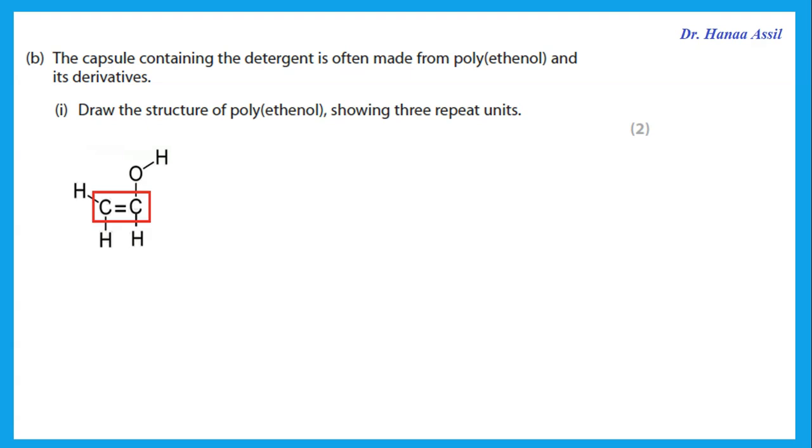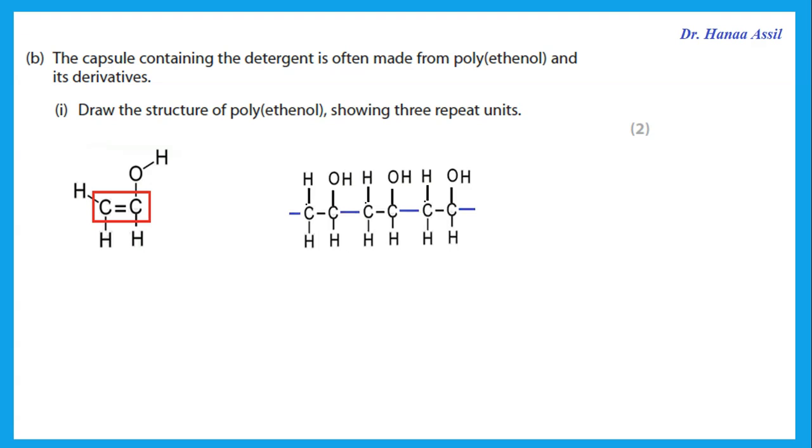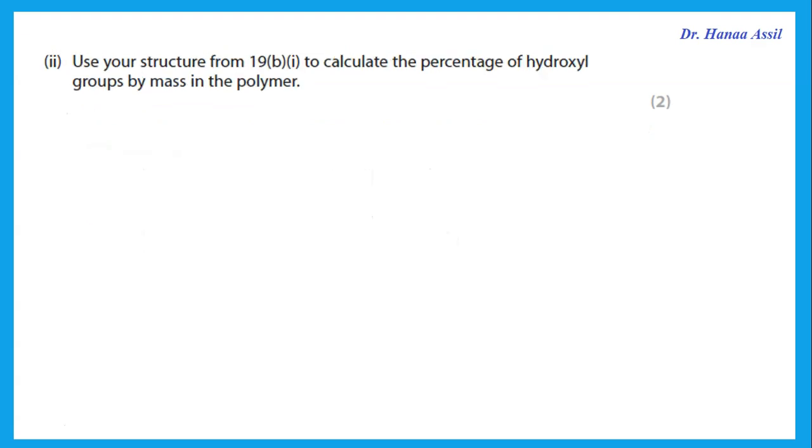We look at the two carbons that have the double bond, draw them with a single bond, bond on the right, bond on the left, to show that they are attached to other units. Now, this is one repeat unit, and we're required to draw 3 repeat units, so you just repeat that 3 times.